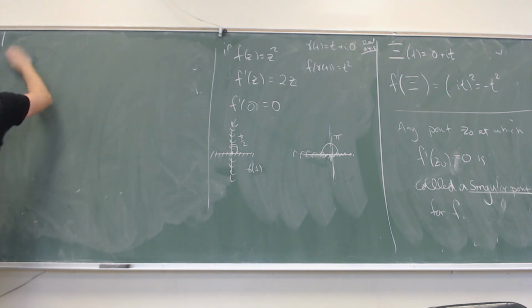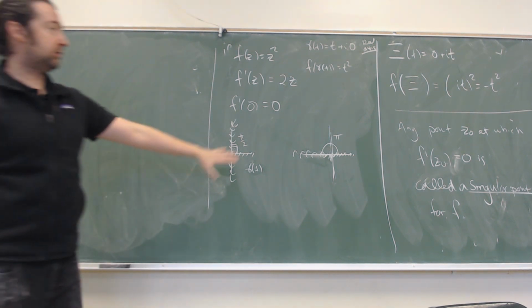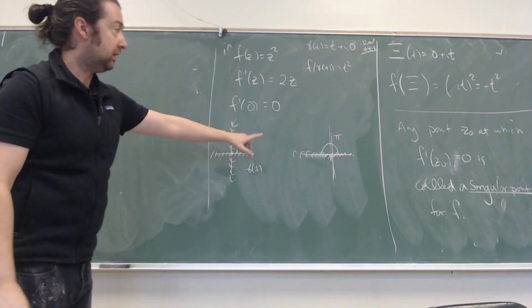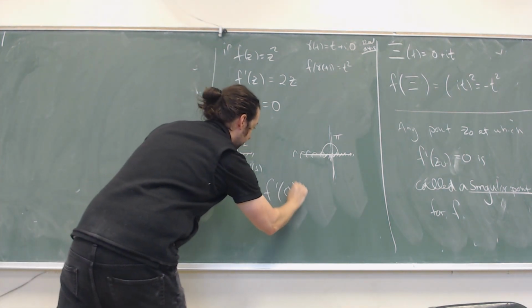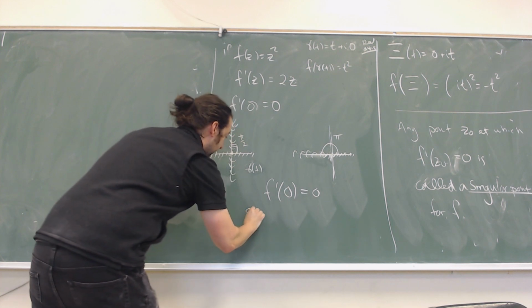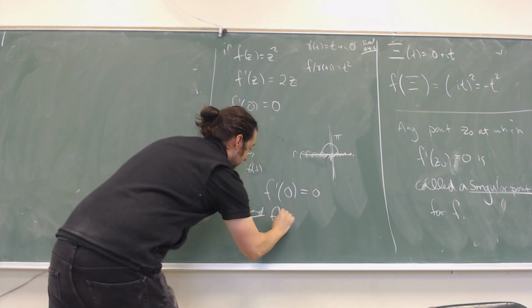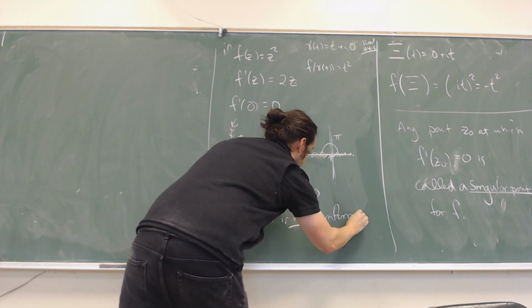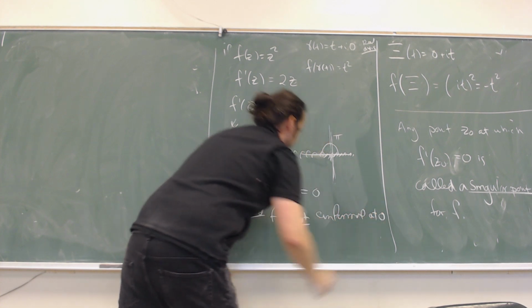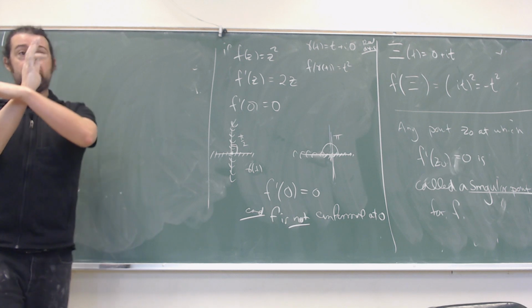Right, so just to make clear what this example is about, this point was a point at which f prime of 0 was equal to 0, and f is not conformal at 0 because it didn't preserve the angles of the curves that we fed it.